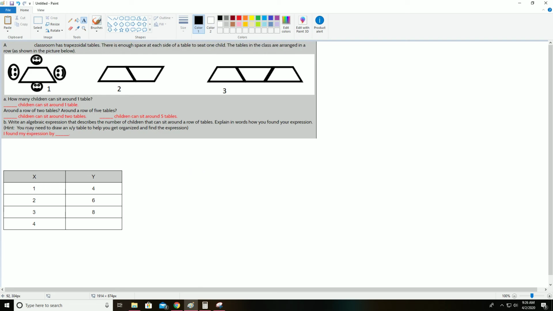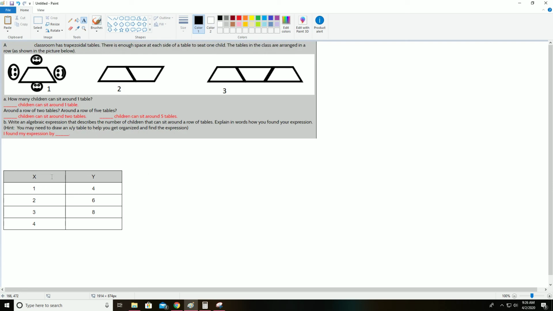The last thing it says to do is write an algebraic expression that describes the number of children that can sit around a row of tables. So it's an algebraic expression you could use to represent how many people could sit around a row of tables. This algebraic expression will give you the answer for however many tables you have next to each other, whether 1, 2, 3, 4, 5, 6, on and on. Then it says explain in your own words how you found your expression. And you have a hint here: you may need to draw an XY table to help you get organized and find the expression.